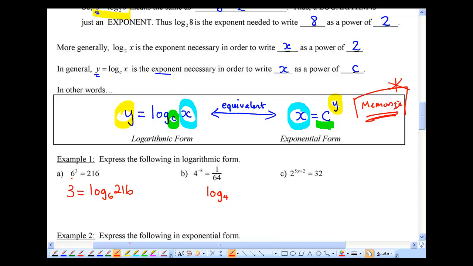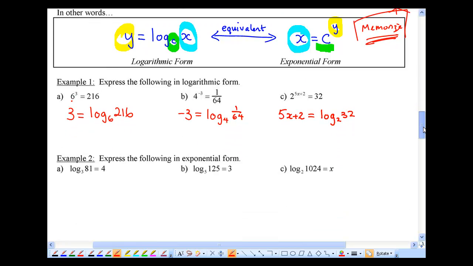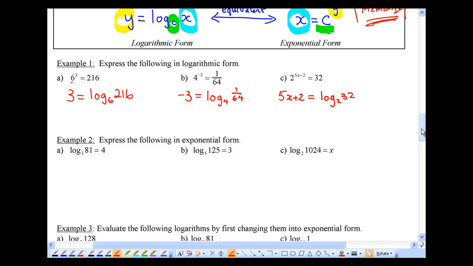Identifying the base is always the easiest. Remember, the exponent is what the log is equal to, and then just put the number over there. Okay. Once again, the base is the easiest. The exponent is what the log is equal to, and the last thing is just that number. Okay. All right.